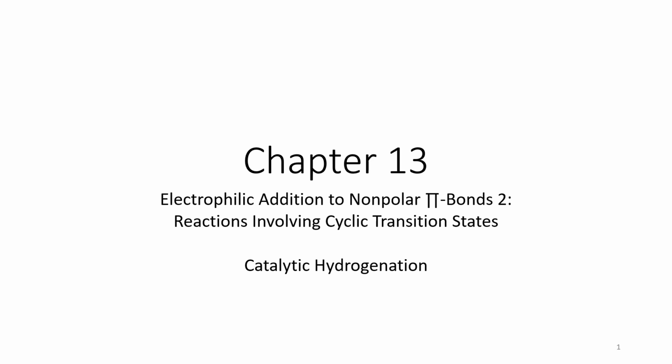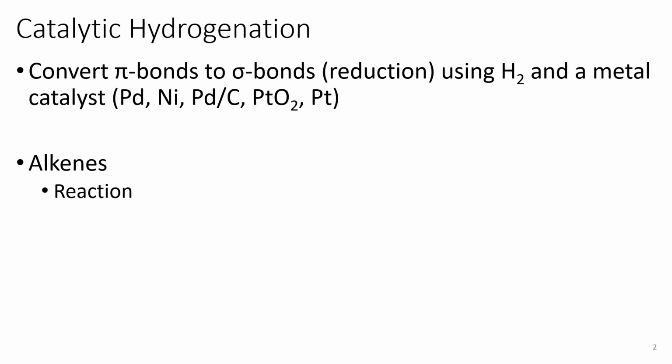In this section of Chapter 13, we're going to look at catalytic hydrogenation. With catalytic hydrogenation, we're going to convert pi bonds to sigma bonds through a reduction process using H2 and a metal catalyst. Some common metal catalysts are palladium, nickel, palladium mixed with carbon, platinum oxide, and platinum. This is going to be a reduction process and not really involve an electrophile with our hydrogen, but it has a similar mechanism and can be useful synthetically, so the textbook covers it with all of our other alkene reactions.